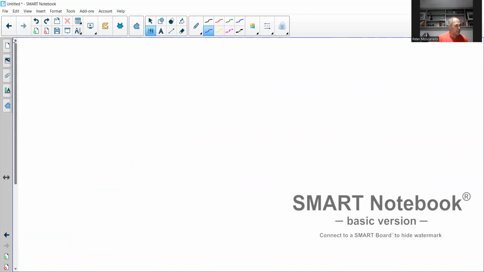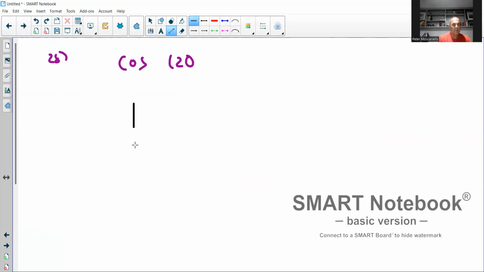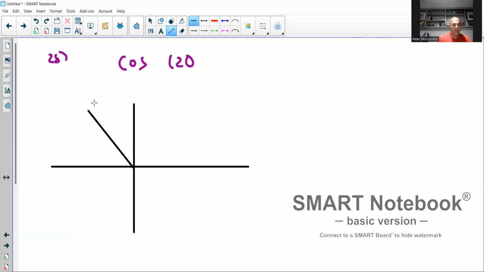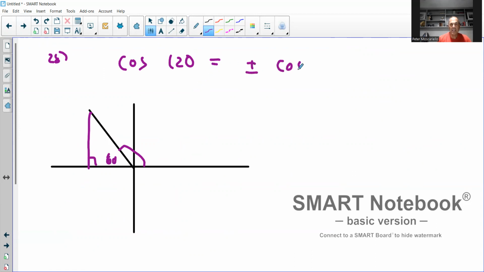Starting to come down the home stretch here. Number 28, exact values. Cosine 120. 120 is going to be here somewhere. So if that's 120, you find your reference angle in there, and that's got to be 60. So cosine 120 is plus or minus cosine 60. Well, in this quadrant, cosine's negative, so it's negative cosine 60, and cosine 60 is 1/2, so negative 1/2. That's it.